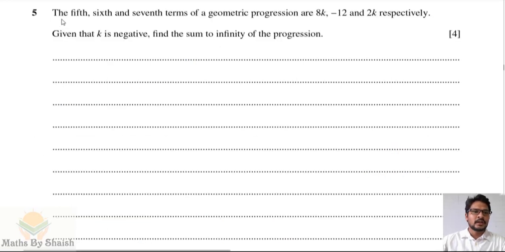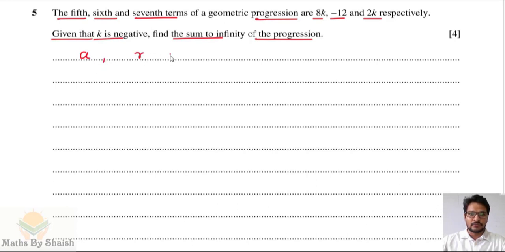Here's the fifth question. The fifth, sixth, and seventh terms of a geometric progression are 8k, minus 12k, 2k respectively. Given that k is negative, find the sum to infinity of the progression. Since it is a geometric progression, the first term is a and the common ratio is r. Fifth term means ar to the power 4, given as 8k. Sixth term, ar to the power 5, is given as minus 12k. Seventh term, ar to the power 6, is given as 2k.